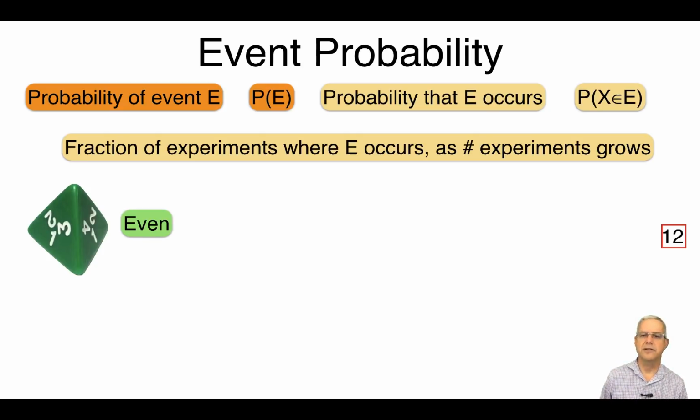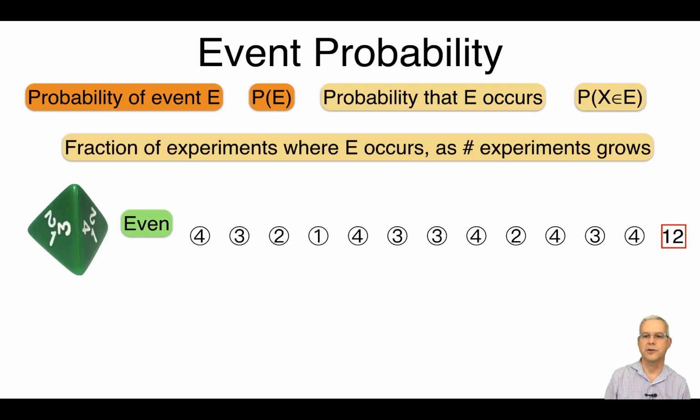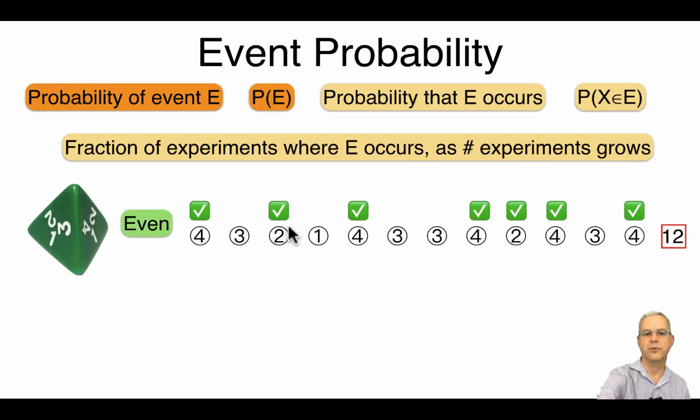And then the even event, let's say we want to calculate the probability of the even event, P of E, where E is the even event. Then we're going to do it as a fraction of times that the even event occurs. So let's say we take an experiment that consists of rolling this die 12 times, and let's say that the outcomes are like these, and then we can see which outcomes were even, and here we have that 4, 2, 4, and so on are even, and the number of even outcomes that we got out of the 12, 7 of them are even.